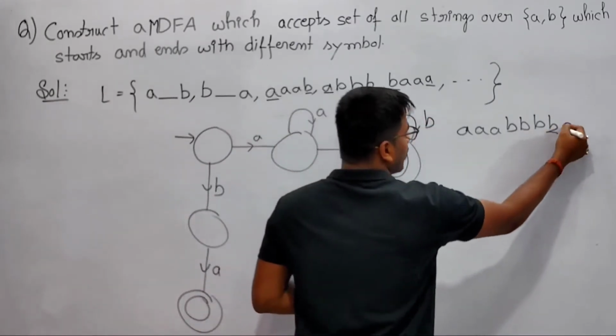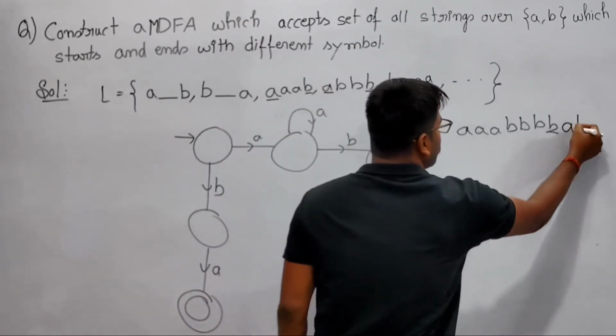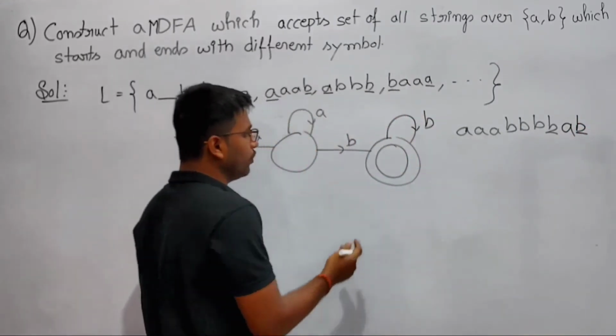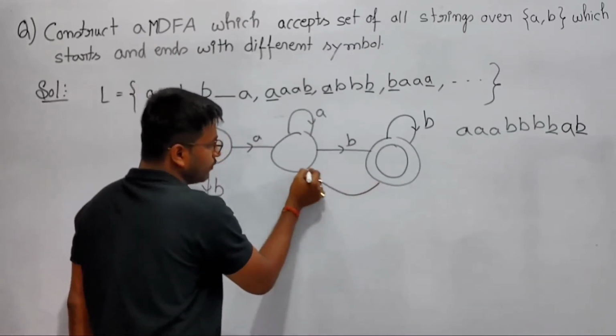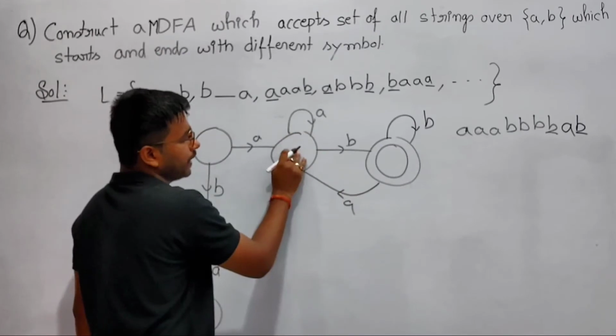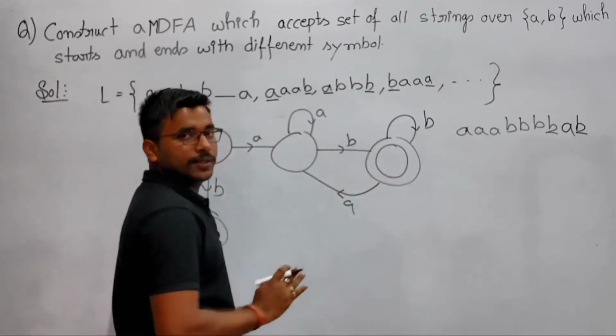But if you got A, now it's no more ending with B. And again after that, if it gets B, again it ends with B. So you have to come here and you have to wait for B. So if you are getting A, you will stay here and you have to wait for B. If you are getting B, you will go to the final state. So this path is starts with A, ends with B.